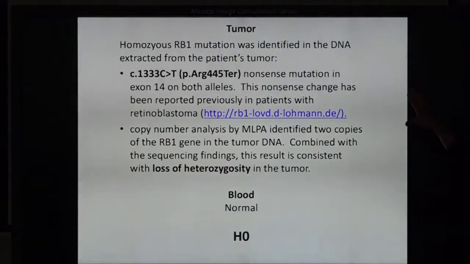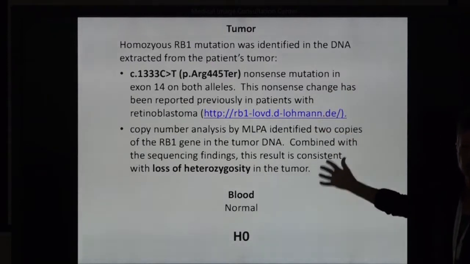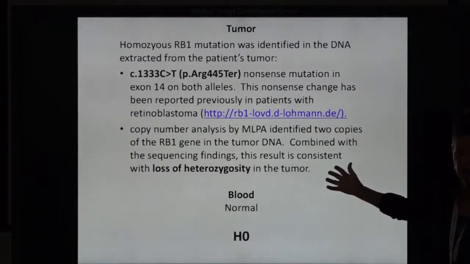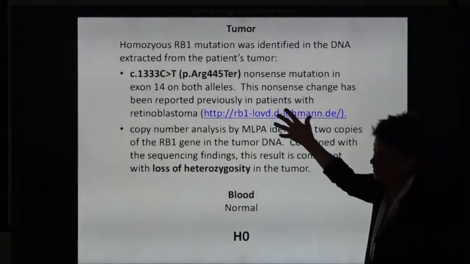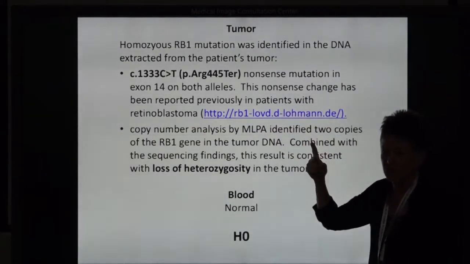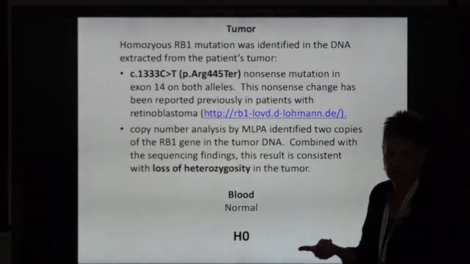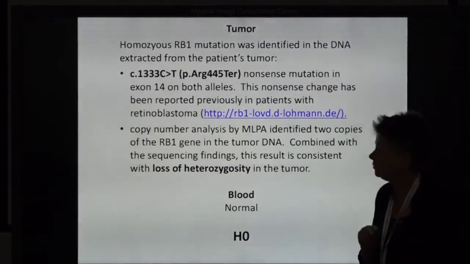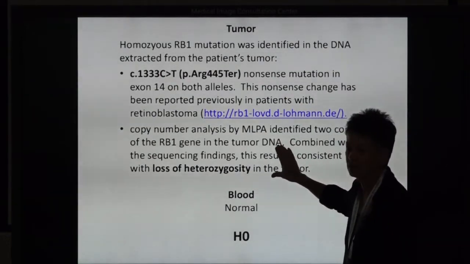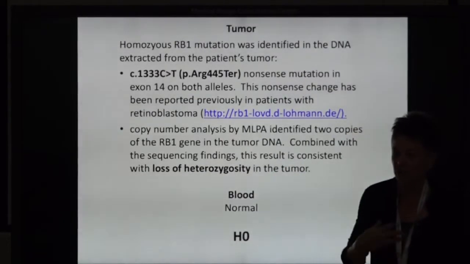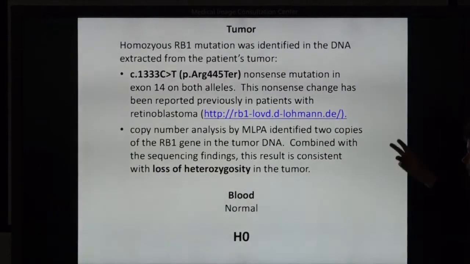That tumor, by the way, also is interesting. I'll give you more detail here to show. This is the wording that goes in the report from Impact Genetics. In the tumor, there's a homozygous mutation, so there's two identical copies. Both RB1 genes have exactly the same mutation in them, and yet there are two copies of the RB1 gene, so there's been loss of heterozygosity with reduplication. It's not hemizygous. There's two copies there.